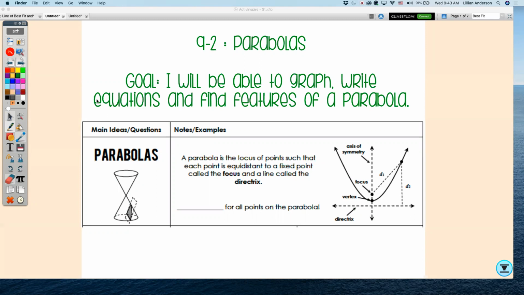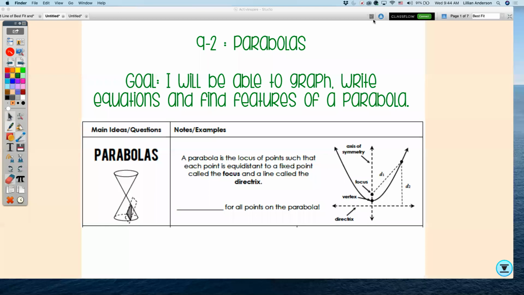They have some specific features to them, as you can see in this picture, such as a focus, a directrix. It also has different points on the graph that are equidistant from a fixed point. And so a parabola, definition-wise, I'm not talking about a quadratic, I'm talking about just a parabola in general, is a locus of points, so basically a set of points such that each point is equidistant to a fixed point called the focus and a line called the directrix.